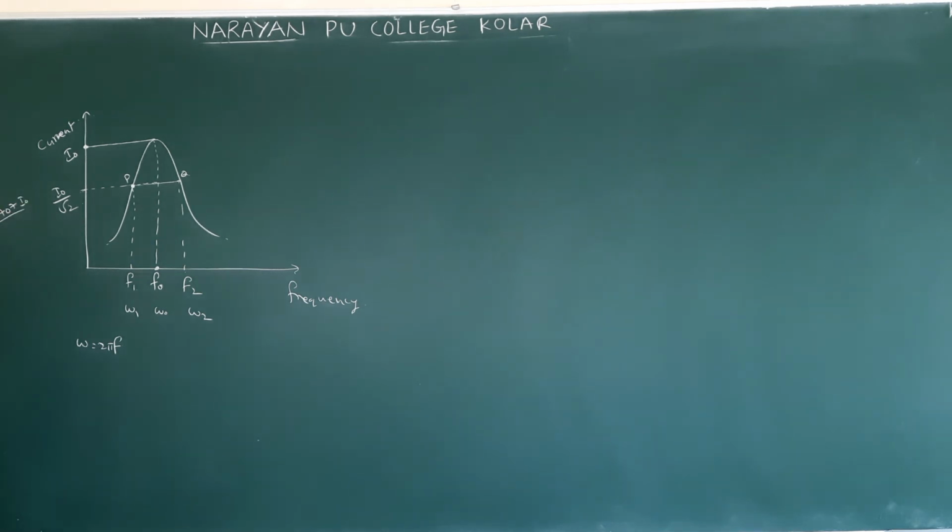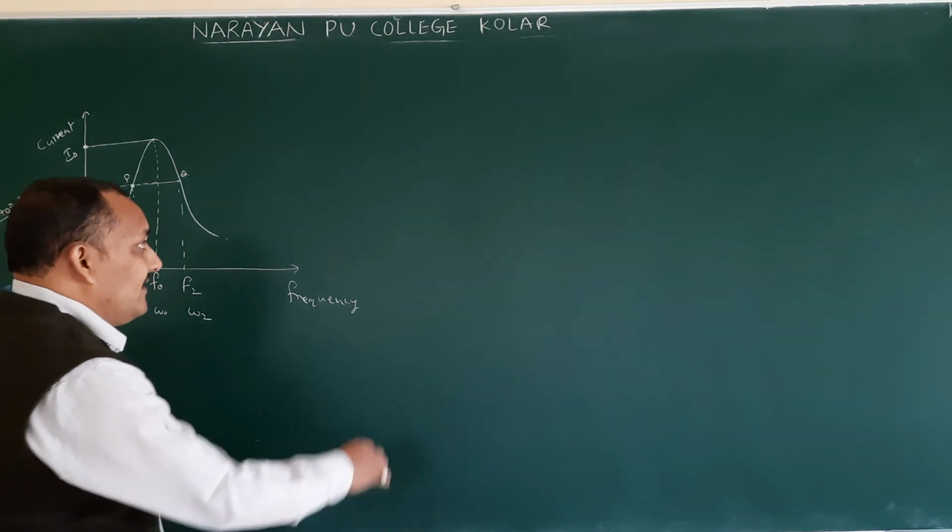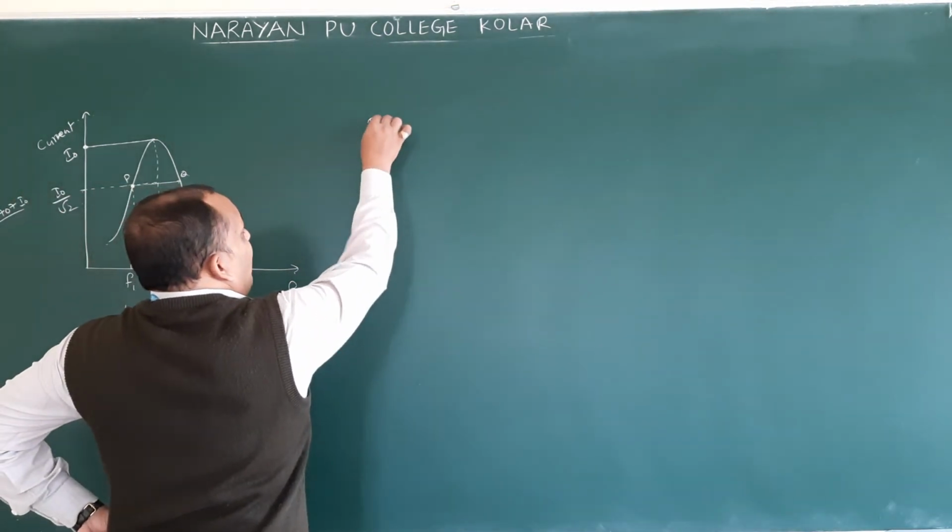0.707 times I naught. So the frequency at which the current becomes 1 by root 2 times its peak value, those frequencies we call half power frequencies. Why do we call them half power frequencies? Means peak power.